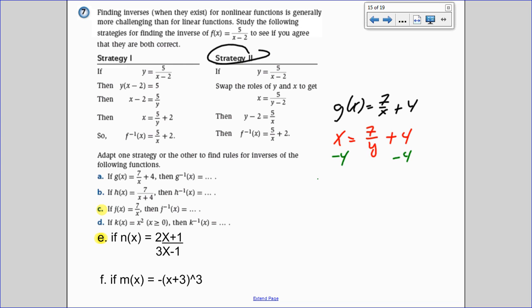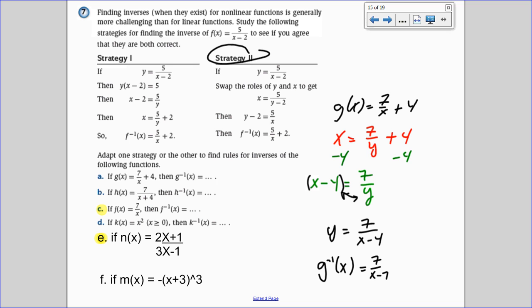Go by step 2, so we'll say x minus 4 equals 7 over y. From there, I can multiply both sides by y and then divide by x minus 4. I think hopefully we've seen this algebra enough. This is kind of a nice little switcheroo that we get: y equals 7 over x minus 4. So now, again, I've switched the meaning of these. So this is actually my inverse. This is an input now. That's the input in the original function. So what I can say to change this notation is g inverse of x is 7 over x minus 4.